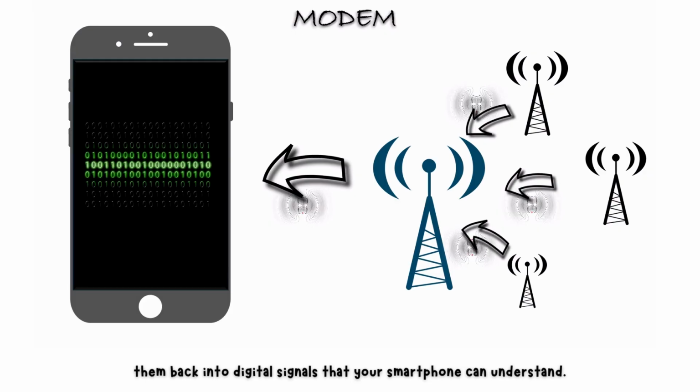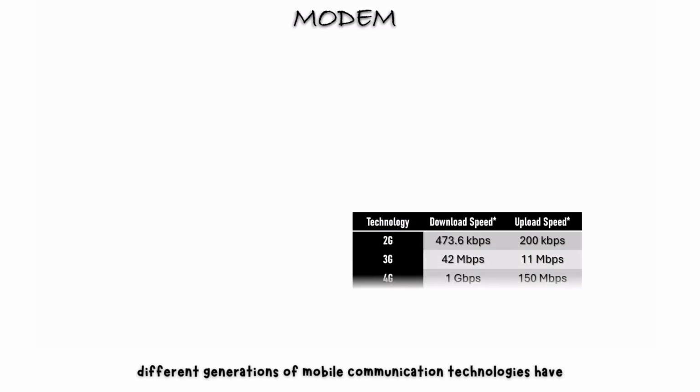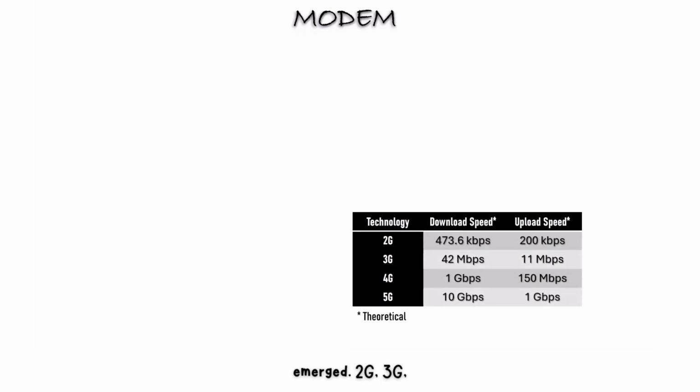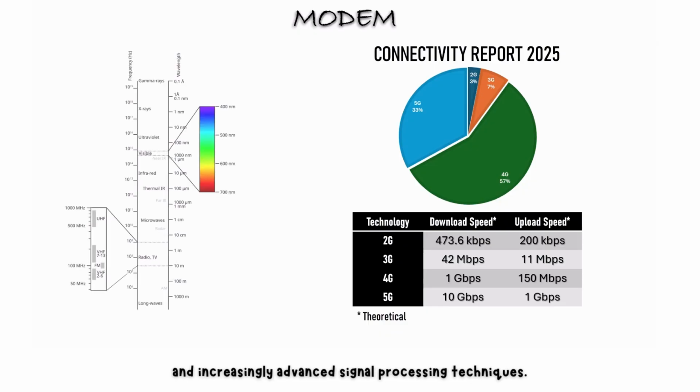Over time, different generations of mobile communication technologies have emerged: 2G, 3G, 4G, and the most recent 5G. Each new generation uses different radio frequencies and increasingly advanced signal processing techniques. That's why, in order for a smartphone to fully take advantage of today's ultra-fast connections, it's essential for its modem to be modern and equipped with all the necessary technologies and protocols to speak the right language with the network around it.